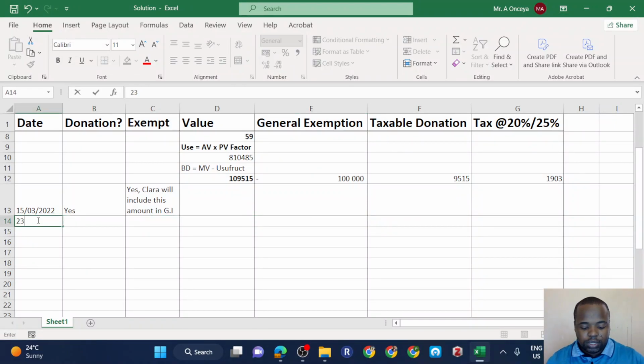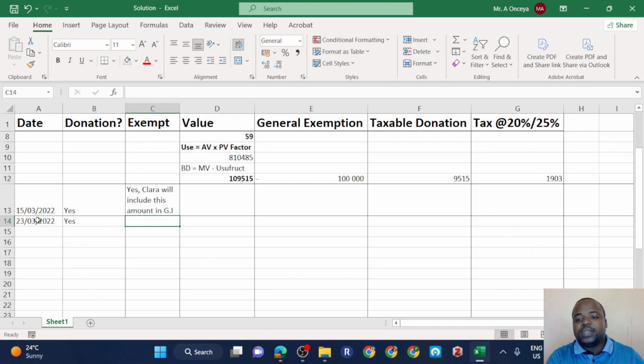So this was 23 March 2022. Is there a donation? Yes, there is, in the form of an annuity which has been given gratuitously to Max's daughter Dora. Is it exempt? No, it doesn't meet any of the exemption rules. Then we essentially value the annuity. In this case, for annuities, guys, I hope you understand this, we are essentially determining the present value of a stream of cash flows. That's how we do it.